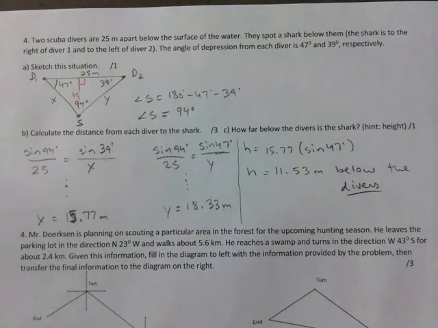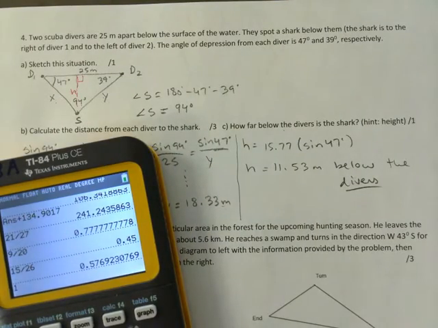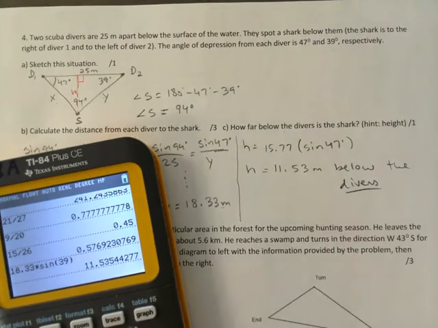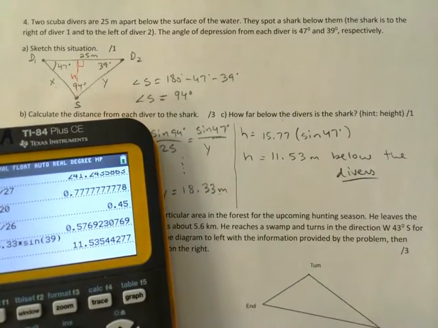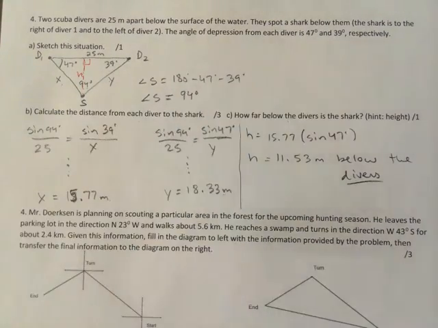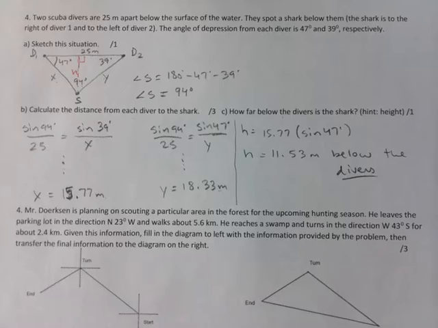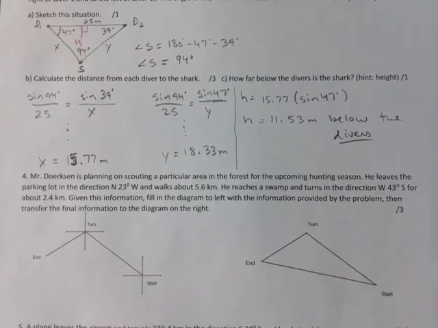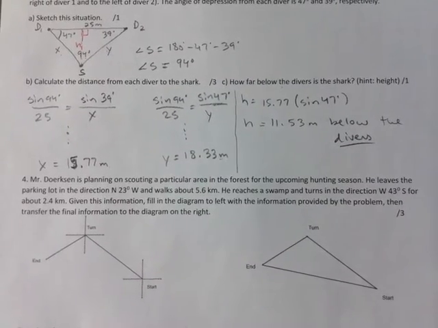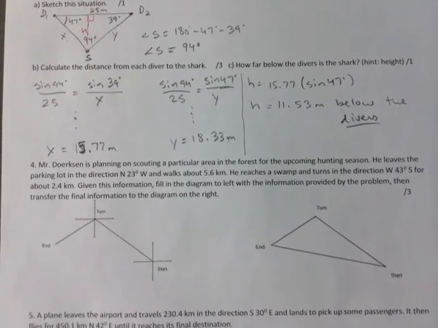And if you go with the other side there, 18.33 times sine of 39, you get the exact same answer. It's actually 11.54. Not a big deal. Just show your work, okay? That's all you need to do. So right triangles can appear. You may cut them and work with the right triangles if you'd like. That is always an option.